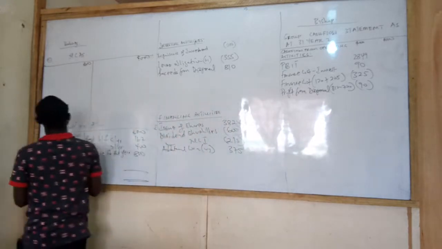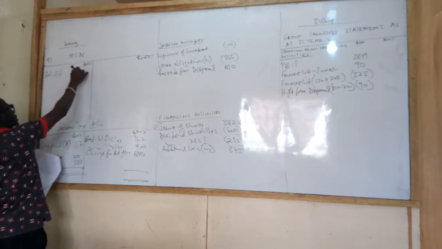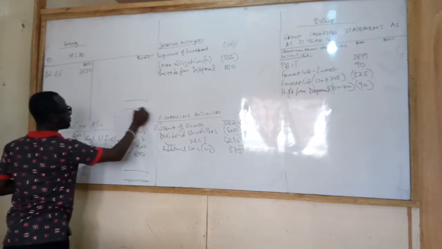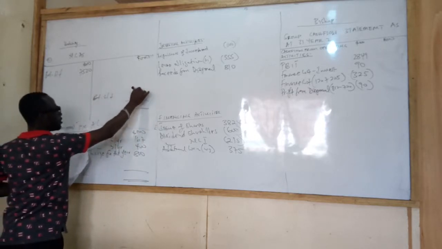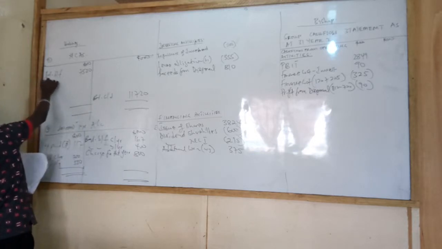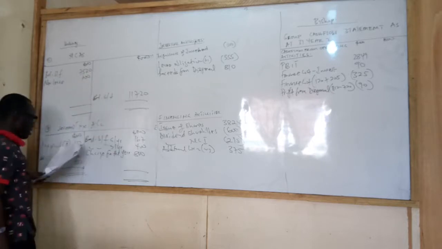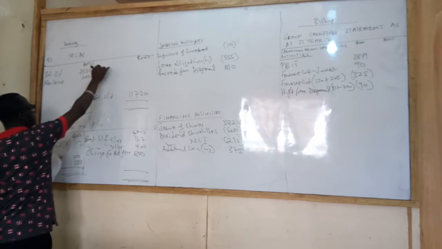Opening balance, 7520. Okay, so balance brought forward 7520. Balance carried forward 11,720. I remember there was a lease asset, isn't it? Yeah, so we bring it. Then there was also a disposal, that's correct. How much was it?